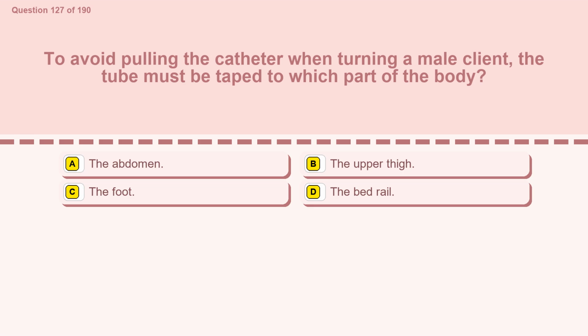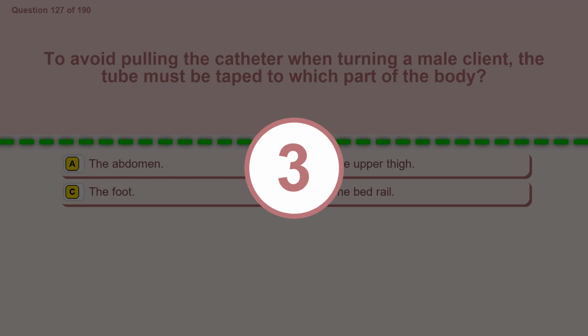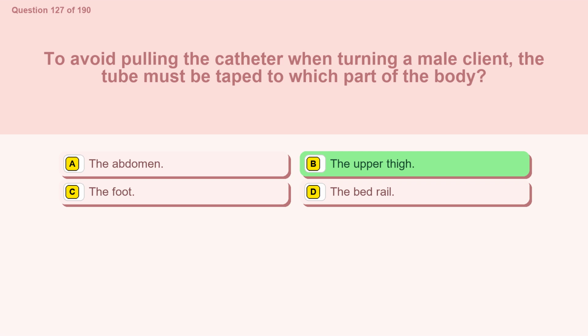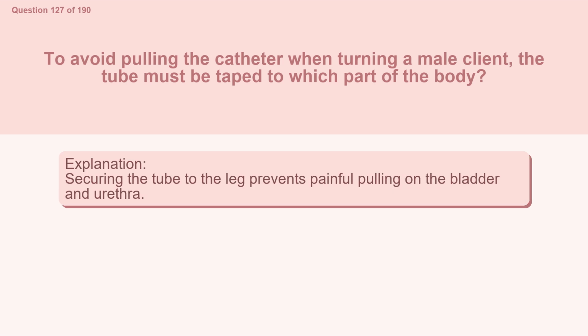Question 127. To avoid pulling the catheter when turning a male client, the tube must be taped to which part of the body? Option A, the abdomen. Option B, the upper thigh. Option C, the foot. Option D, the bed rail. The correct answer is option B, the upper thigh. Securing the tube to the leg prevents painful pulling on the bladder and urethra.